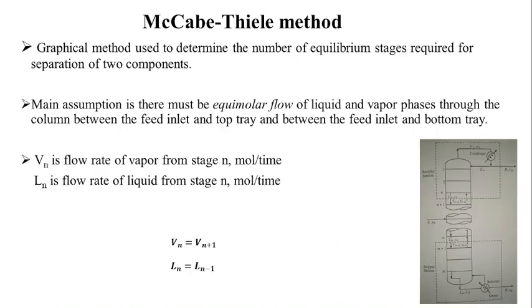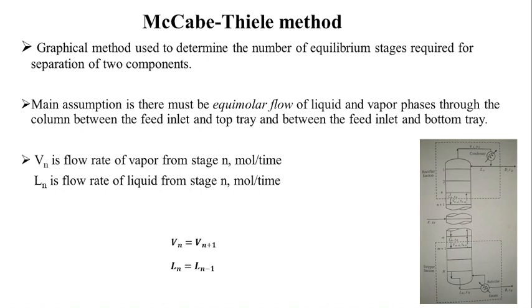First, let's see what is meant by the McCabe-Thiele method. McCabe-Thiele is a graphical method used for determination of the number of equilibrium stages required for separation of two components. The main assumption in determining the number of stages by the graphical method is that there is equimolar flow of liquid and vapor phase throughout the column.